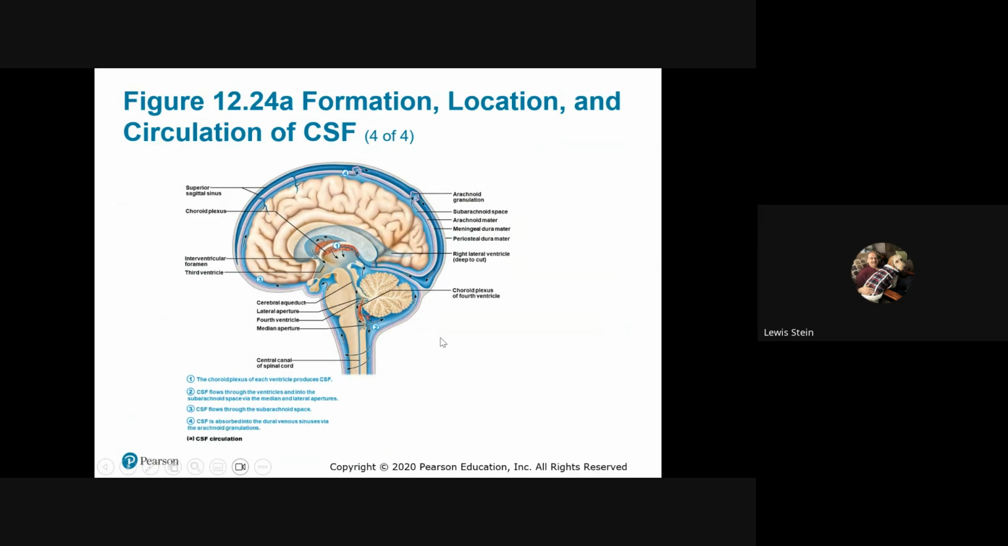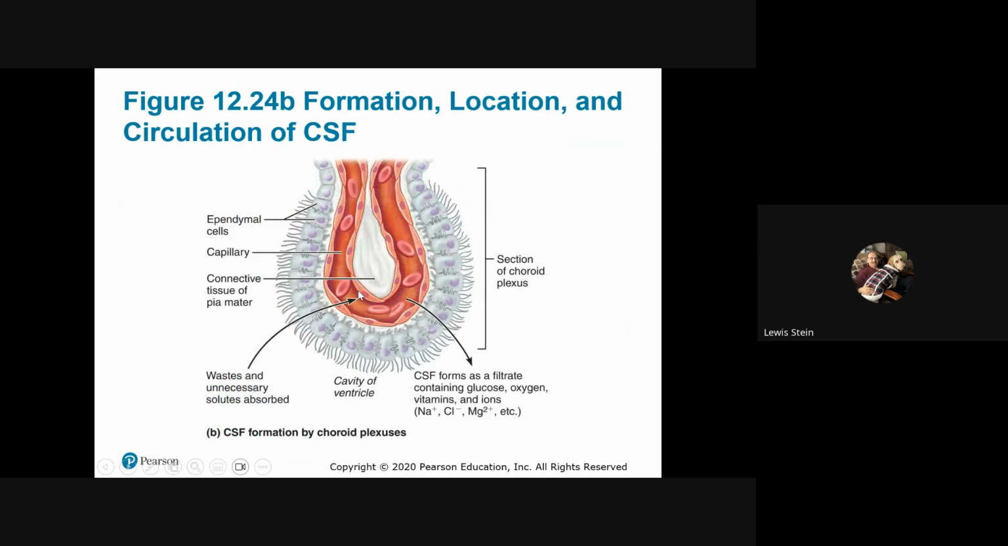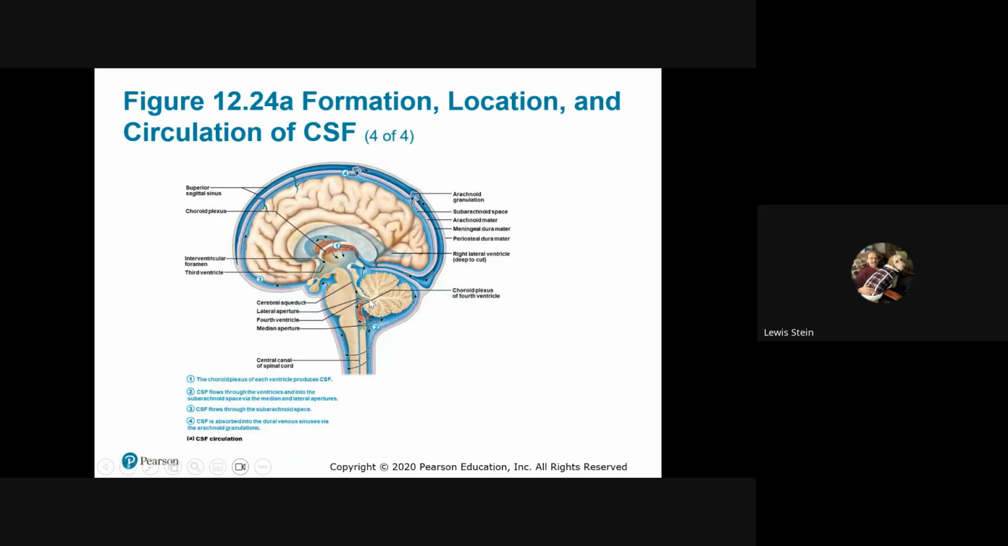If you look through all of this, you can see it's produced in these plexuses in the lateral, third, and fourth ventricles. The exit points are here. Three of them are here, in the midline, and one on either lateral side, as I talked about before. And when they go down the central canal, they can go all the way to the bottom and flow out. And this is all in the subarachnoid space, which you're looking at here in the exterior. And the interior is in all the aforementioned ventricles.